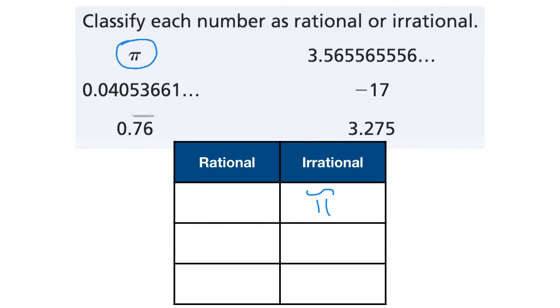Our next is 0.040536661 with an ellipsis following it. This ellipsis here tells us that it is a never-ending decimal. And if we look at the decimal number values that we've been given, we do not have a repeating block. So this is going to be classified as irrational. Up next, we have 0.76, and it has the repeating bar on top of the 76. Since it is a repeating decimal, it is classified as rational.